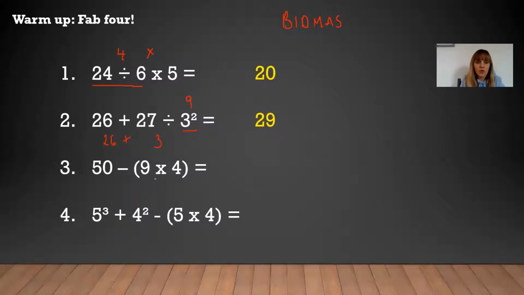Number 3, obviously brackets comes first. So we've got 9 times 4, which is 36. So we've got to do 50 take away 36, which gives an answer of 14.